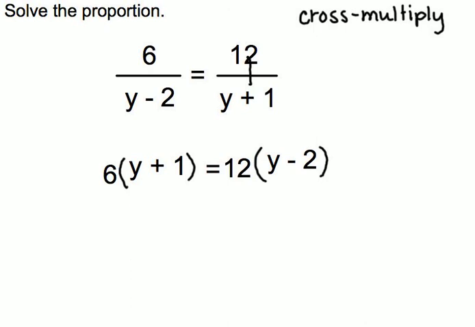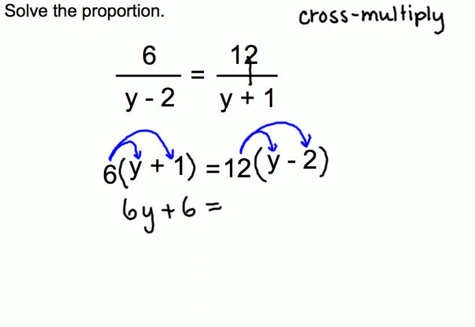expression. And so 6 times y plus 1, I'm going to have to use the distributive property. I'm going to have to distribute the 6 to both the y and the 1. That becomes 6y plus 6. And that's going to equal on the other side, again, I have to use my distributive property to distribute the 12. And that's going to give me 12y minus 24.